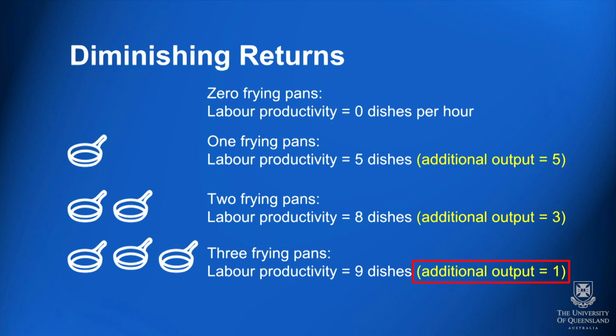If output per labour is labour productivity, then logically output per capital is capital productivity. As the number of fry pans increases from 1 to 2 to 3, capital productivity decreases from 5 dishes to 4 dishes and then to 3 dishes. So as we accumulate more capital per labour, capital will become less productive. We call this phenomenon diminishing returns to capital.